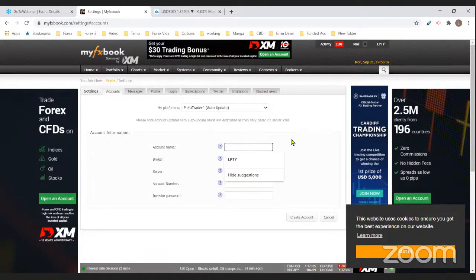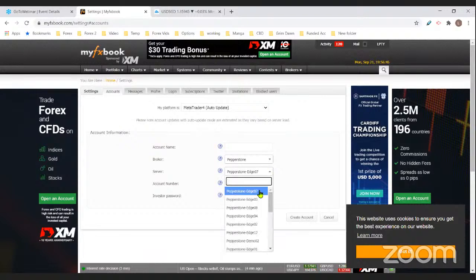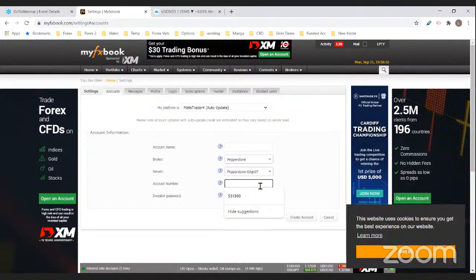Your account name, anything that you can type in. Choose your broker. For my testing account, that's Pepperstone. And then the server that you're using. Usually each broker will have multiple servers, so choose your correct server. Put in your account number, and then your investor password.